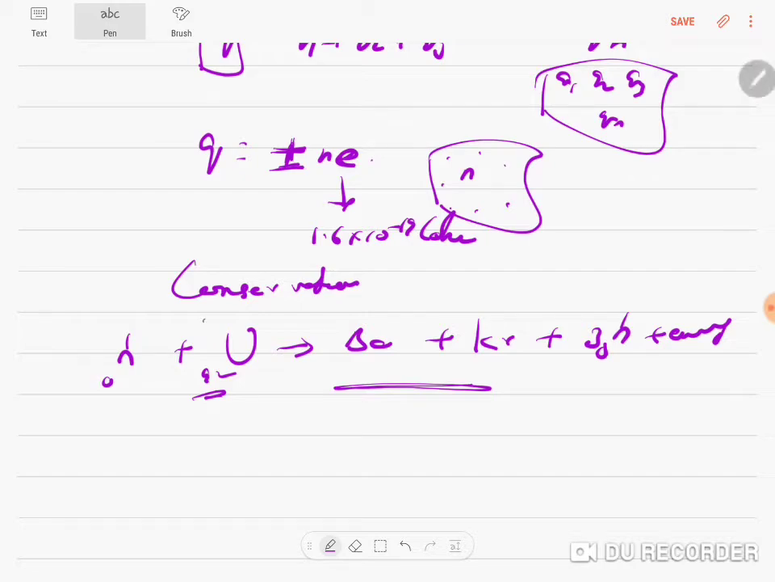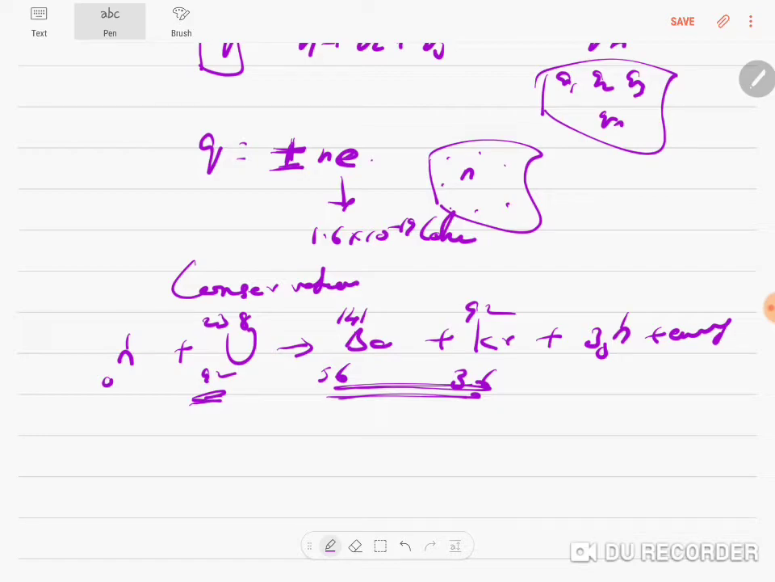Uranium-92, 238, when bombarded by a neutron gives you barium, which is 56, and a krypton, which is 36. On top of it you will have barium as 141, which is the atomic mass, and krypton will have 92. Just memorize this. Thus you have 3 neutrons also. If you see, the atomic number on the right side and left side will be the same. Thus the charges remain conserved.